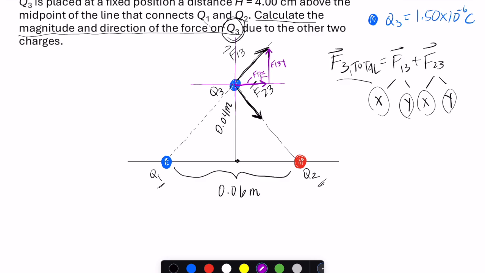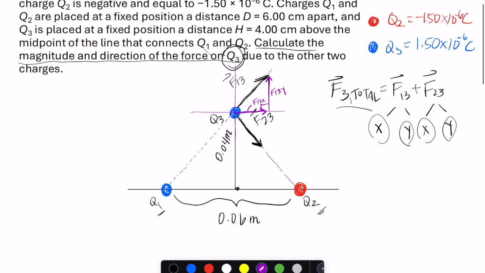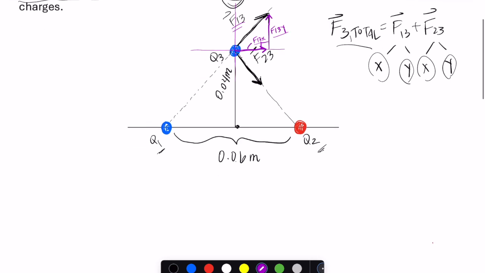And so what we're going to do is we need to figure out what are our knowns and what are our unknowns. And do we have enough information? We don't have enough information yet to find F13x and F13y. But we do have enough information to find the hypotenuse of that triangle, F13, right? We can use Coulomb's law to do that.